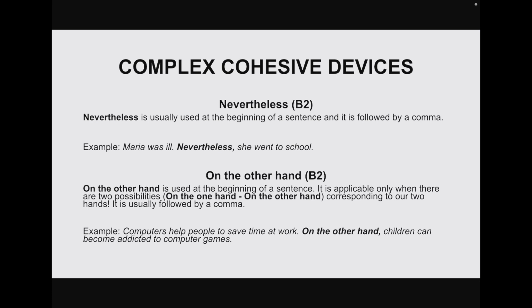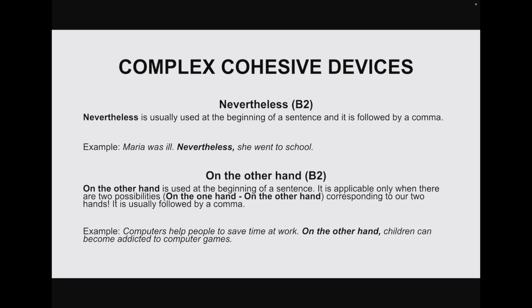And finally, let's have a look at two B2 level complex cohesive devices, nevertheless and on the other hand. Nevertheless is usually used at the beginning of a sentence and it is followed by a comma. Example, Maria was ill. Nevertheless, she went to school.